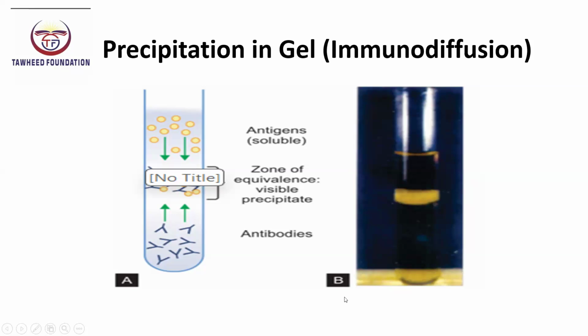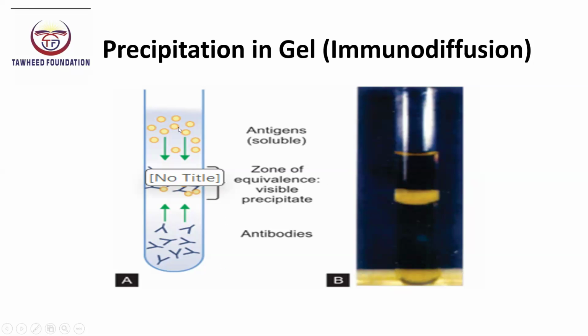Now, this figure B is a photograph of the real result. Here you can see a clear white ring or opaque band in the middle portion of the tube. That ring is the precipitin line formed by the antigen antibody complex at the zone of equivalence. The upper liquid layer represents the antigen solution and the lower layer is the antibody containing serum. The sharp visible ring in between is the proof of antigen antibody interaction.